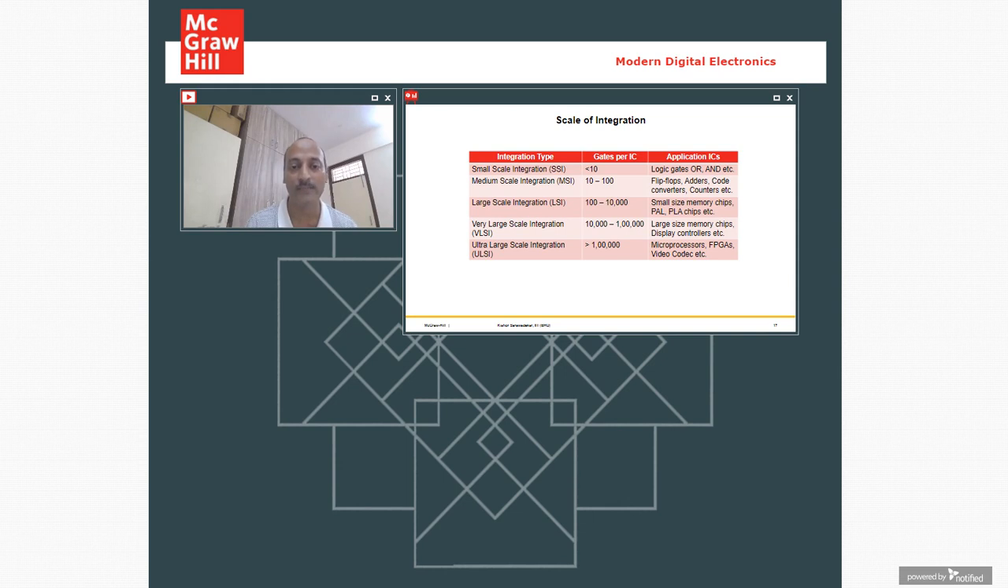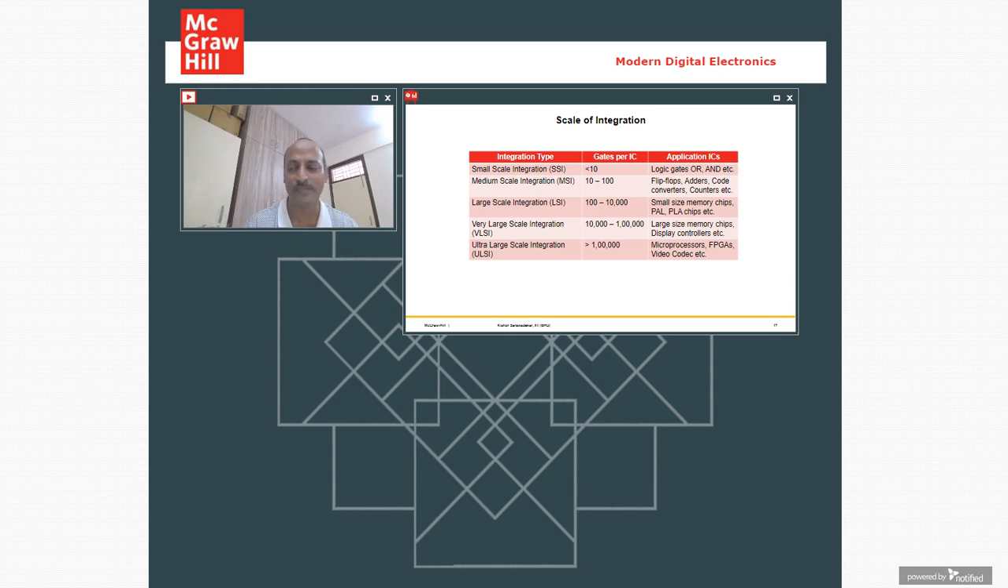So 1 kilobit memory was the first device which was considered as a large scale integration. It was very early, maybe in the decade of the 70s. Then VLSI came into the picture. When the device integration has gone up from 10,000 to 1 lakh transistors or gates per IC, it is called a large scale integration.